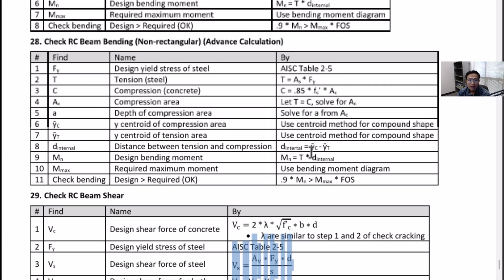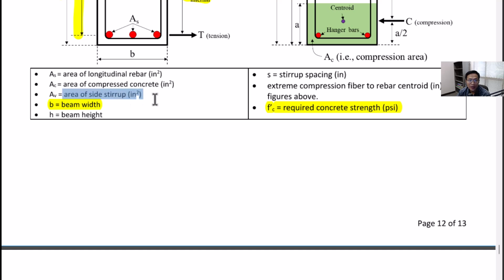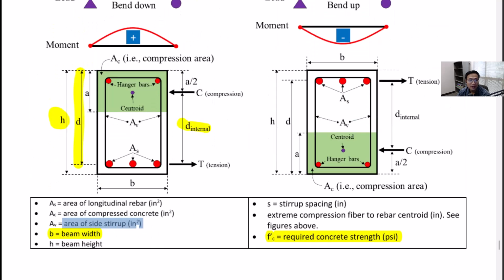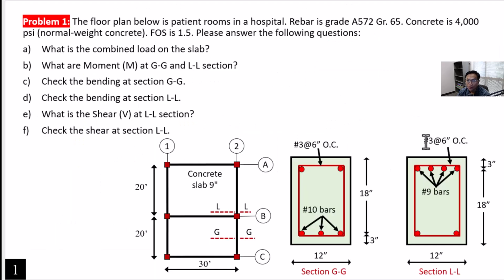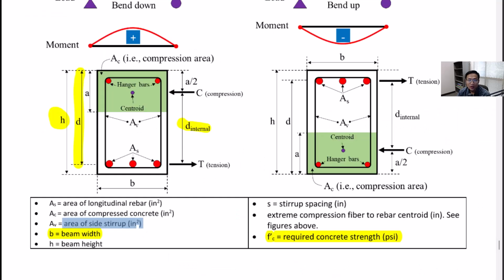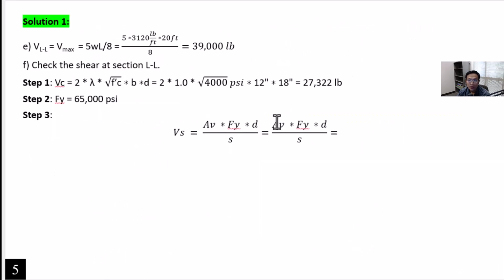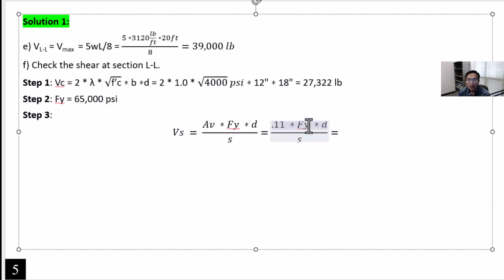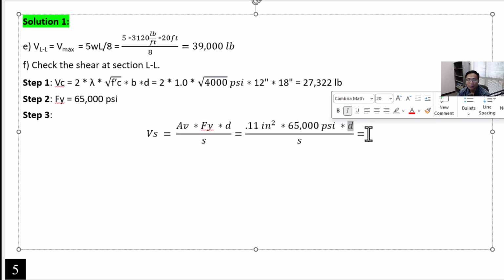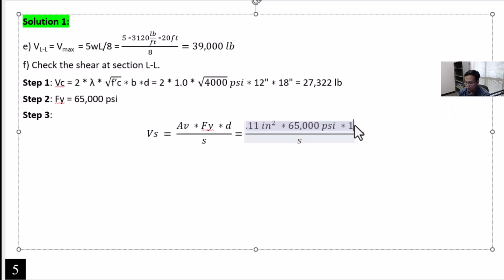So we have Av. What is Av? So if you look up here, we have Av is the area of the stirrup, area of the side stirrup. So you see over here, we use stirrup number 3. So if you go to the reference stirrup number 3, we have the area is 0.11 square inches. So we have here 0.11 multiplied by fy, 65,000 psi, multiplied by d. d over here we just calculated previously is 18 inches.